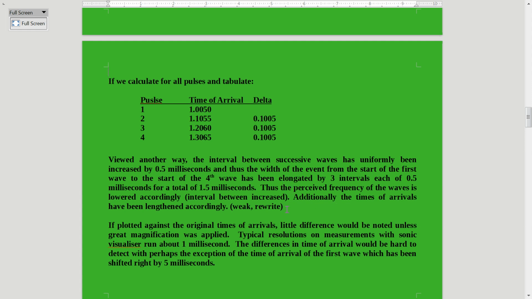Alright, I don't need to rewrite that, so let me just eliminate it while I'm here. Alright, and if we plot this against the original times of arrival, there's very little difference between them, because after all, half of a millisecond is not much. The normal resolution that I use in measuring these sounds with Sonic Visualizer is on the order of 1 millisecond. So half a millisecond I'm not going to notice. And that's all I said here.